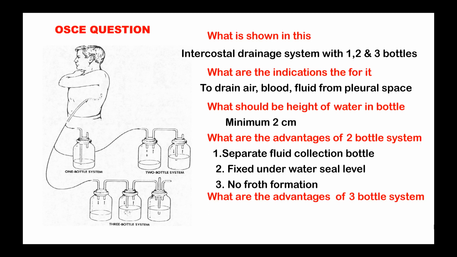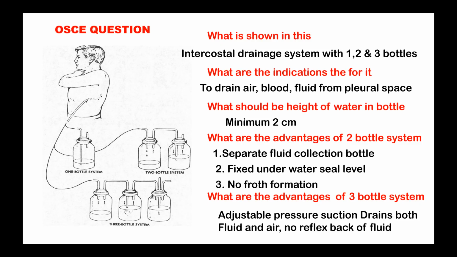The advantages of the three bottle system. This is the suction. You can accelerate or speed up the expansion of the lung by sucking out the air from the pleural space. An adjustable pressure suction drains both fluid and air, and no reflux back of the fluid will happen.